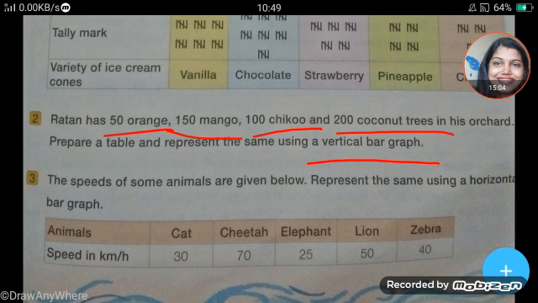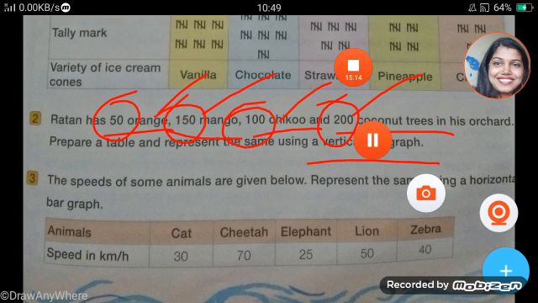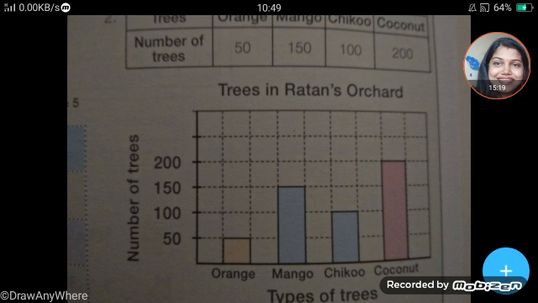So what is the label here? Fruits become the label and the quantity becomes your data. What is the quantity of those fruits becomes your data. Let us understand how to plot the graph. Children, you can see the labels have already been done: orange, mango, chiku and coconut trees, and the number of trees becomes your data: 50, 150, 200, 100, whatever it is.